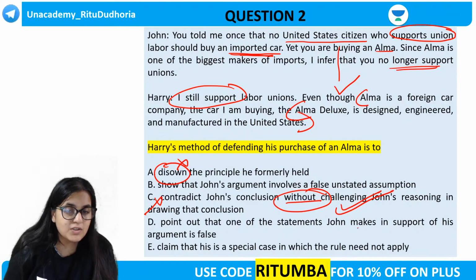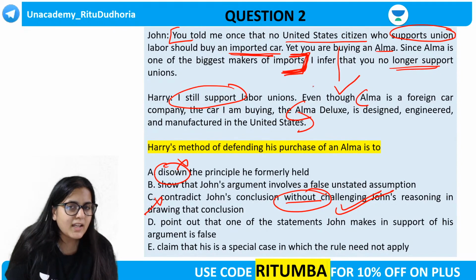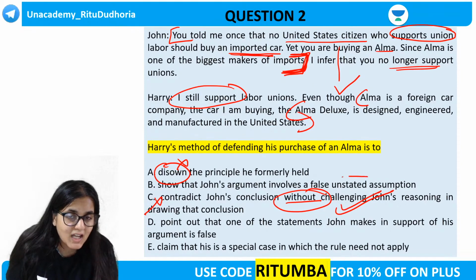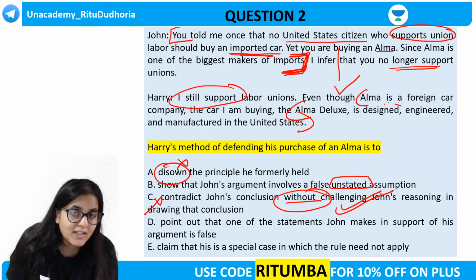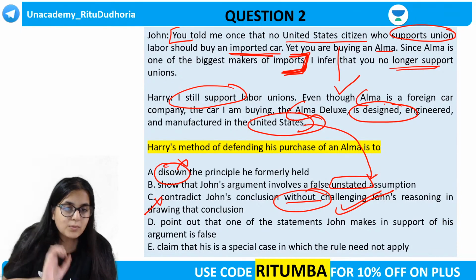Okay, one of the statements John makes in support of his argument. In support of his argument, John makes these statements. इनमें से कोई भी statement false नहीं है. All of this is true. Yes, he is buying an Alma. But what? There is an unstated fact जो वो add कर रहा है. देखो मैं Alma खरीद रहा हूँ, but the Alma that I am buying is made in the United States and you have conveniently वो तुमने छोड़ दिया है. वो तुमने नहीं लिया है.